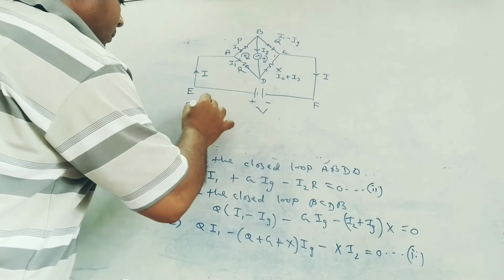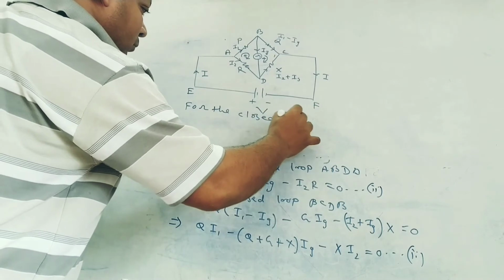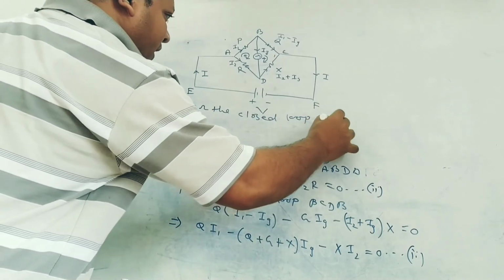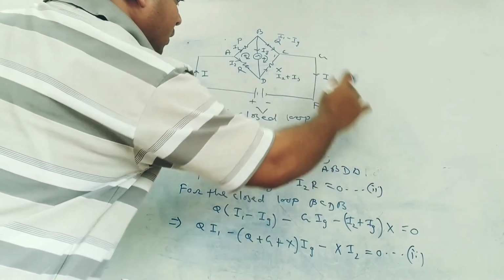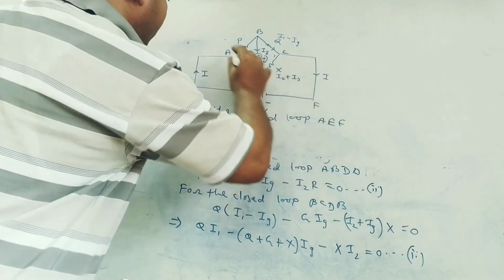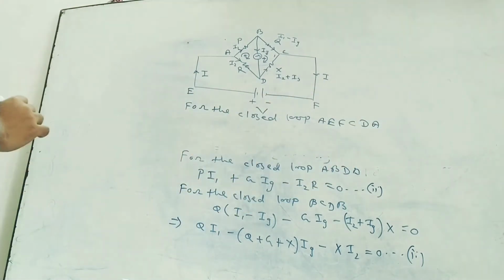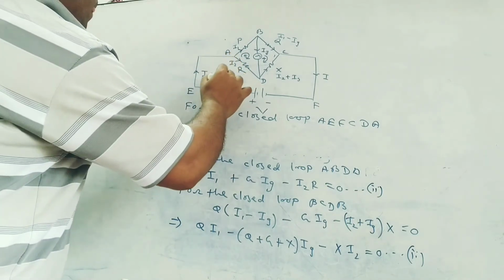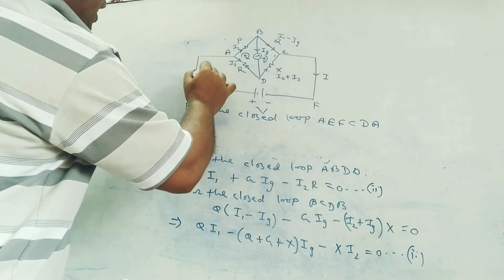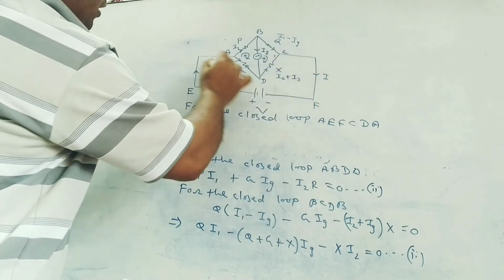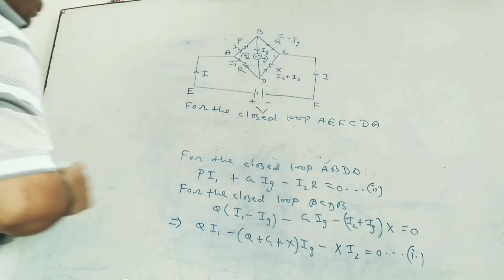And for the closed loop A, E, F, G, okay, A, E, F, C, D, A. We have here I2, and they all are moving in the same direction. Therefore, they are all positive.